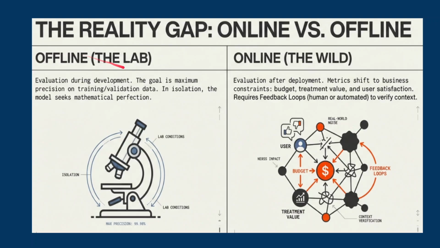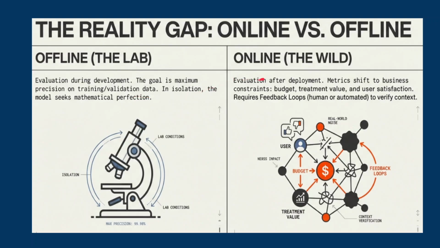Offline is in the lab, which means we are giving sample data and training the model by using the data. So that is evaluation during development, that is, development of the model. The goal is maximum precision on training or validation data. In isolation, the model seeks mathematical perfection. So we have some mathematical accuracy terms and we evaluate based upon the mathematical perfection.